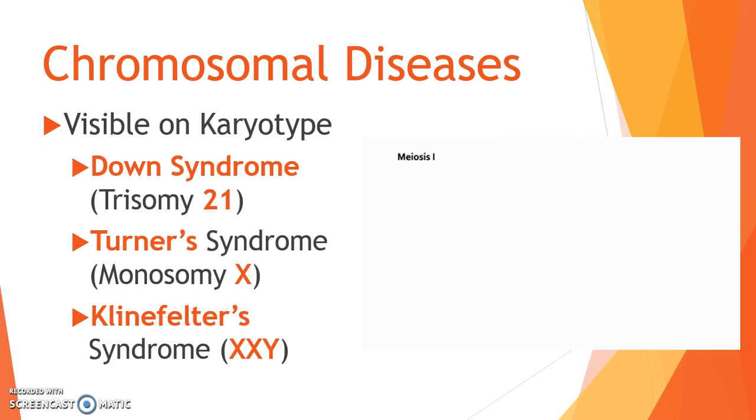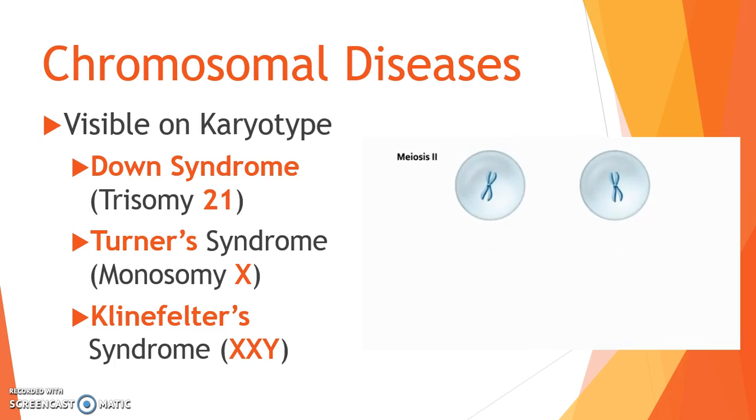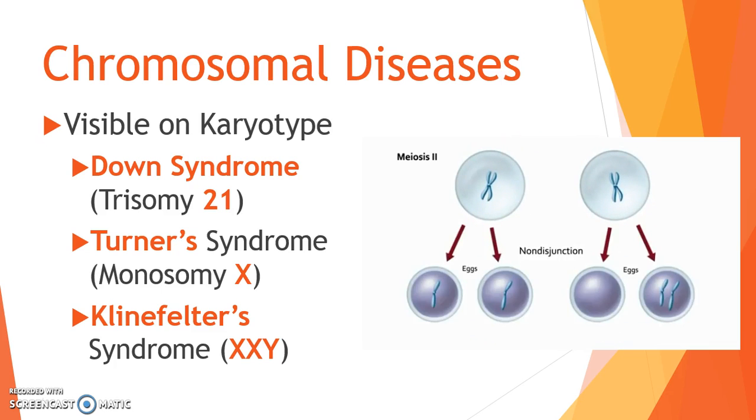Non-disjunction can also occur during meiosis II. In this scenario, meiosis I occurs normally. When the daughter cells separate during meiosis II, one daughter cell divides normally, but the other daughter cell divides abnormally. One egg lacks a chromosome while the other egg has an extra chromosome.